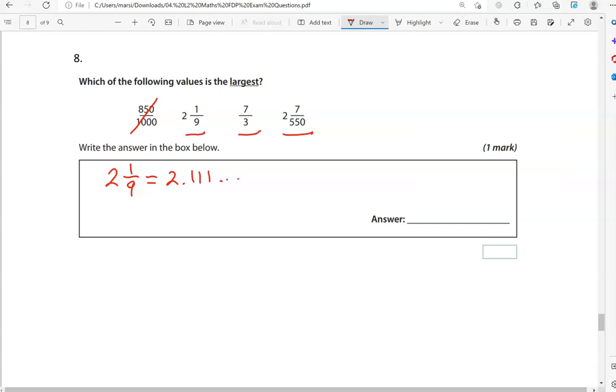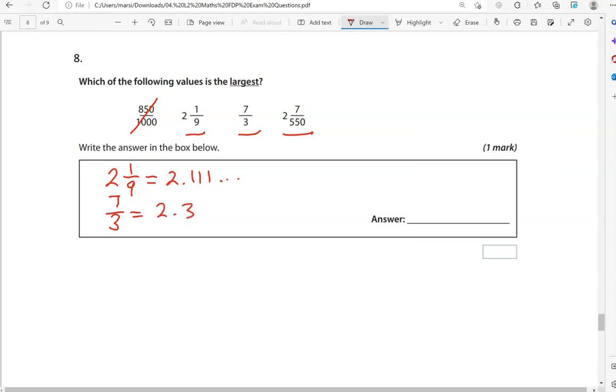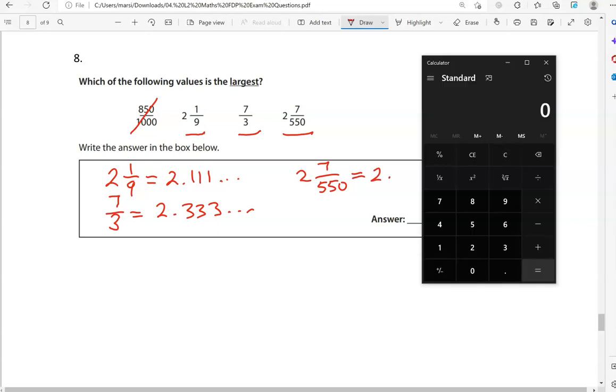What is 7/3 as a decimal? So that is 7 divided by 3, which is 2.333, and so on. What is 2 and 7/550? So that is 2 point something, that is 7 divided by 550. So let's add to that the 2, the whole number, that gives us 2.0127.